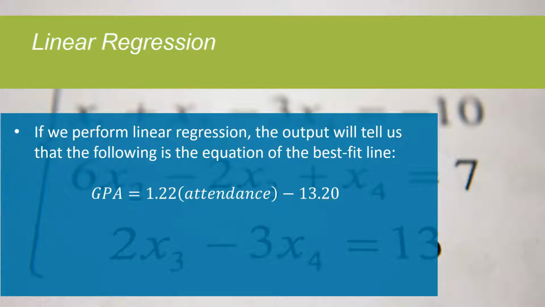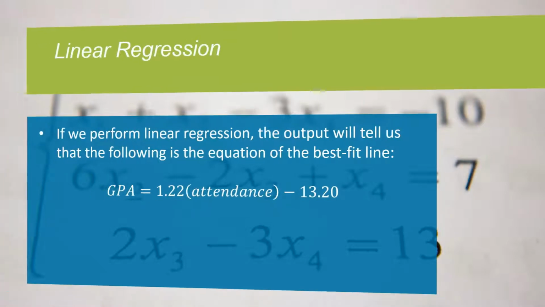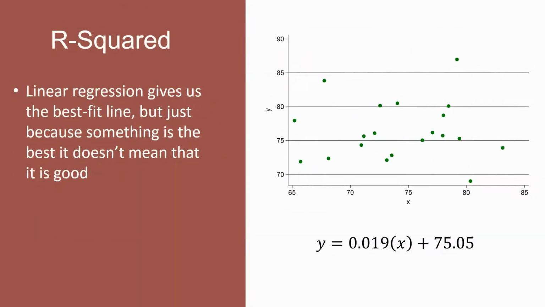So we need a way to measure whether the line is a good fit or whether it does not fit the data properly. We do this by referring to something which is called R-squared.